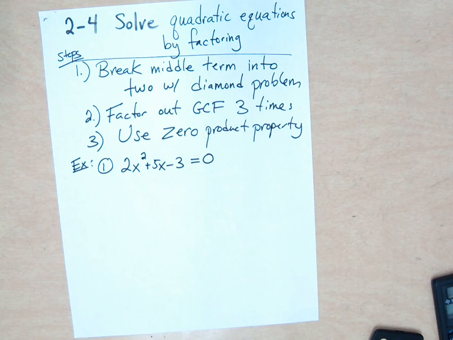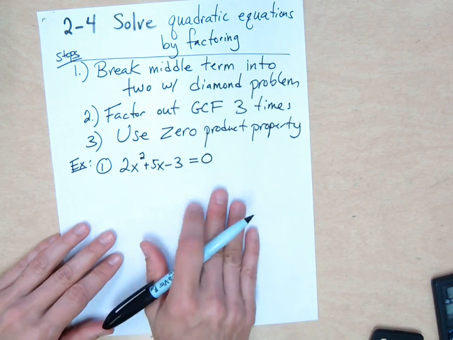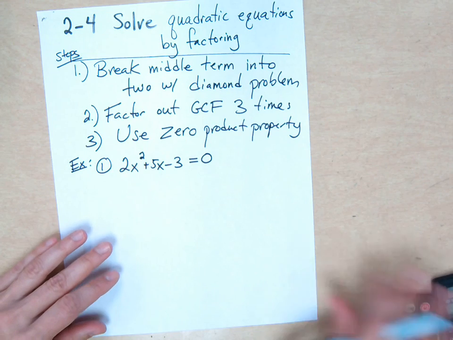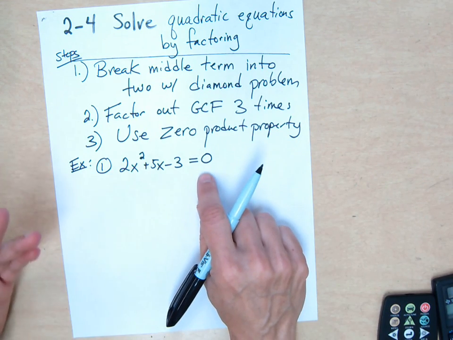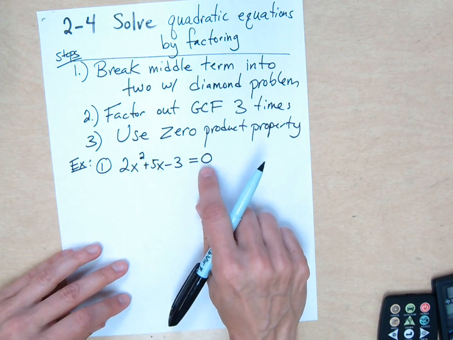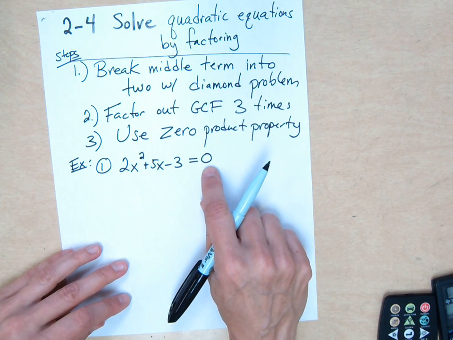I want to solve for x. Notice it always has to be equal to 0 to do this. Otherwise, the zero product property won't even work. So if it's not equal to 0, get it equal to 0.